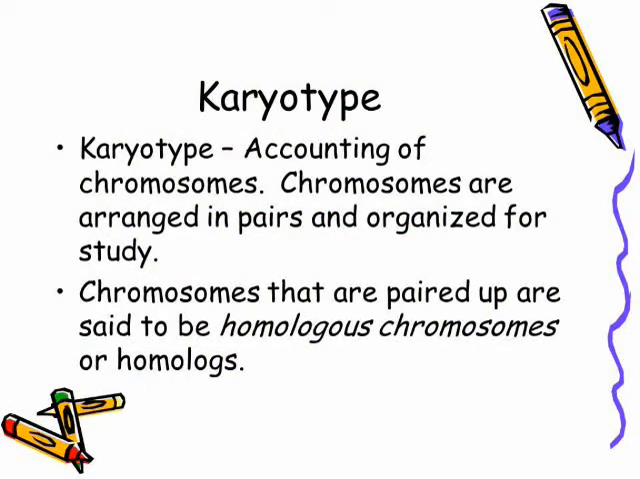A karyotype is an organization of your chromosomes to see if there are any issues. You should have the right number, 46, and you should have a matching pair of every single one except for maybe your X chromosomes. Each pair is called homologous. This means similar, not identical. You get one homolog from your mom and one homolog from your dad.